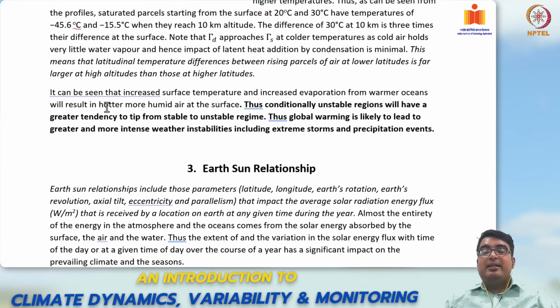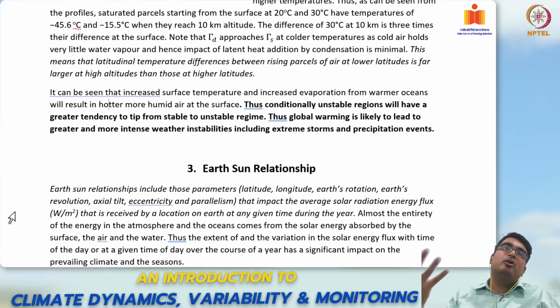Thus, conditionally unstable regions will have a greater tendency to tip from a stable to an unstable regime, because air parcels are likely to be holding more water vapor and hence likely to tip from a stable dry system to an unstable saturated system much more easily. So you are likely to get much more significant weather instabilities and precipitation events due to the rising temperature, especially in regions where it was stable before. So that is one of the key insights from this discussion: as the global temperature increases, the amount of humidity in near surface air also increases because of increased water evaporation rates at higher temperatures.